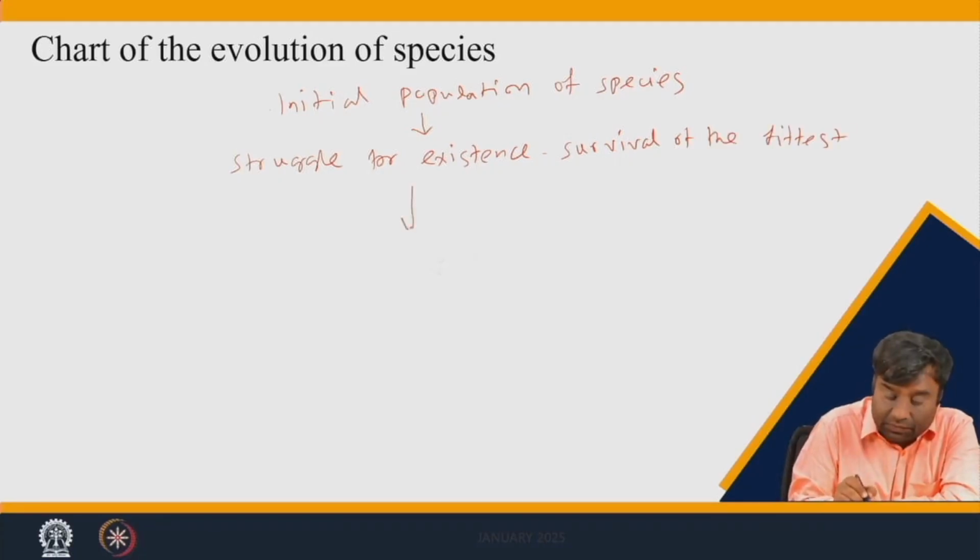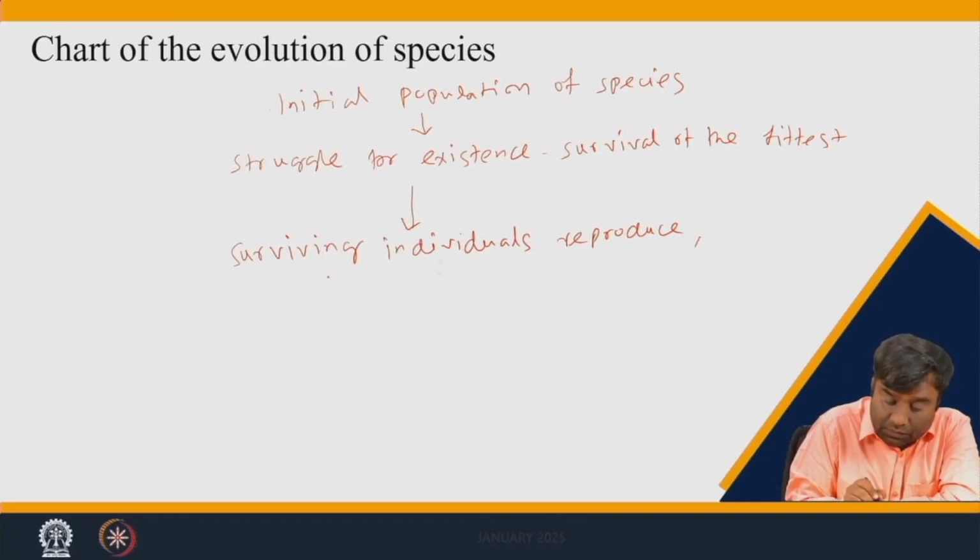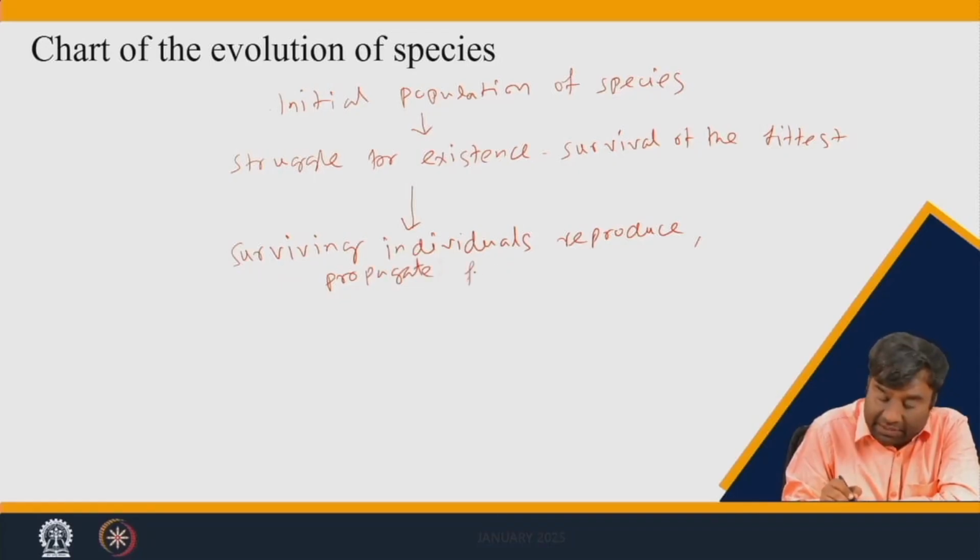Next is that surviving individuals reproduce, propagate favorable characteristics.